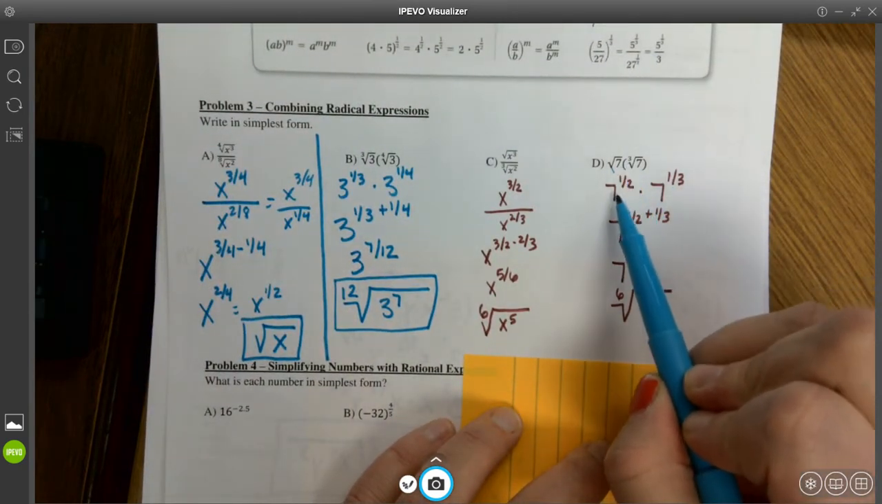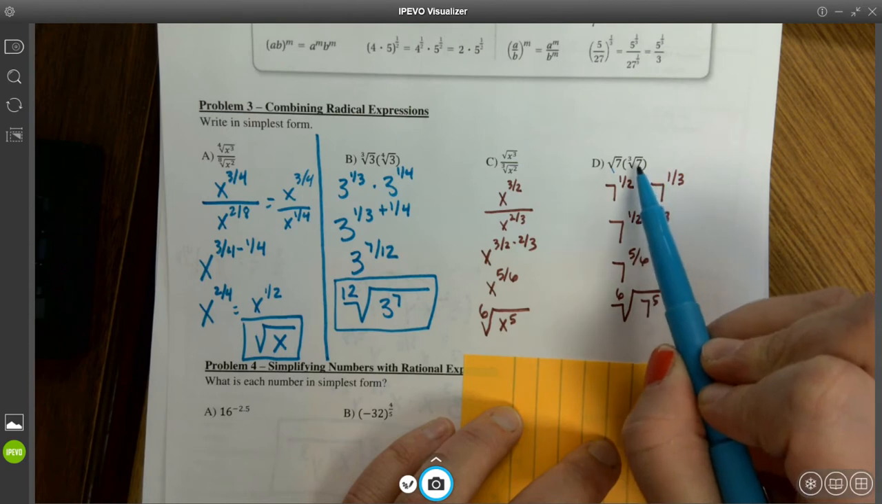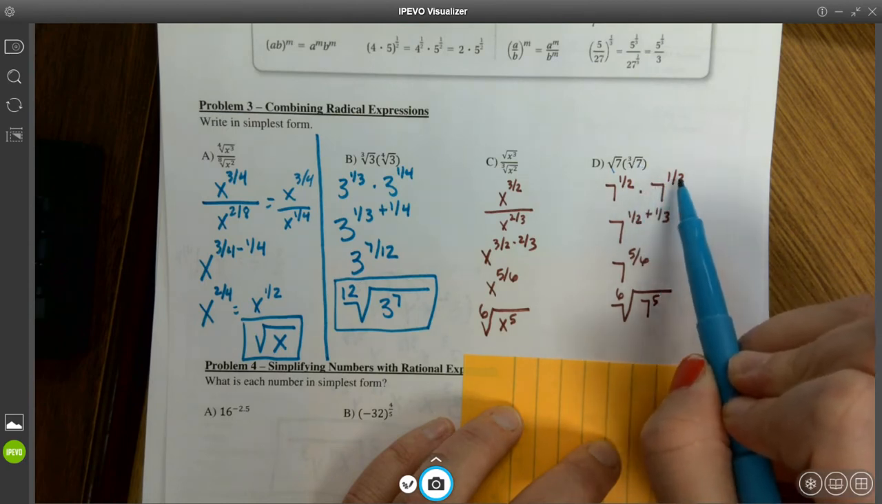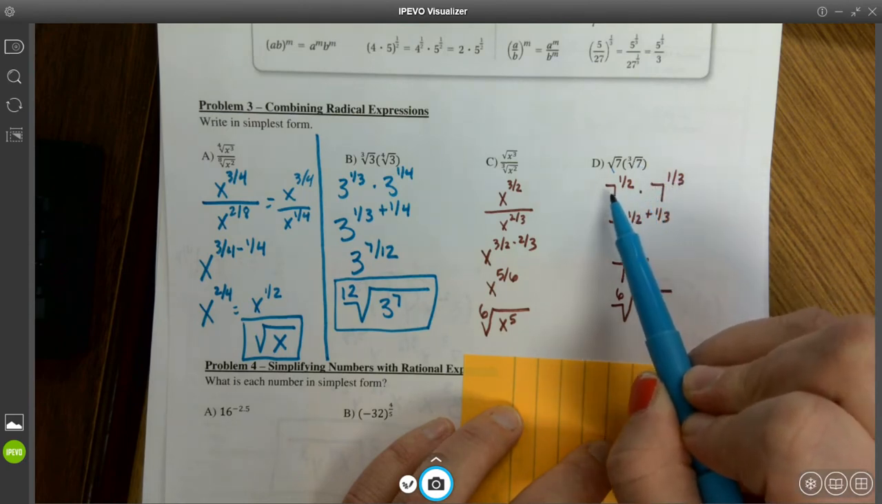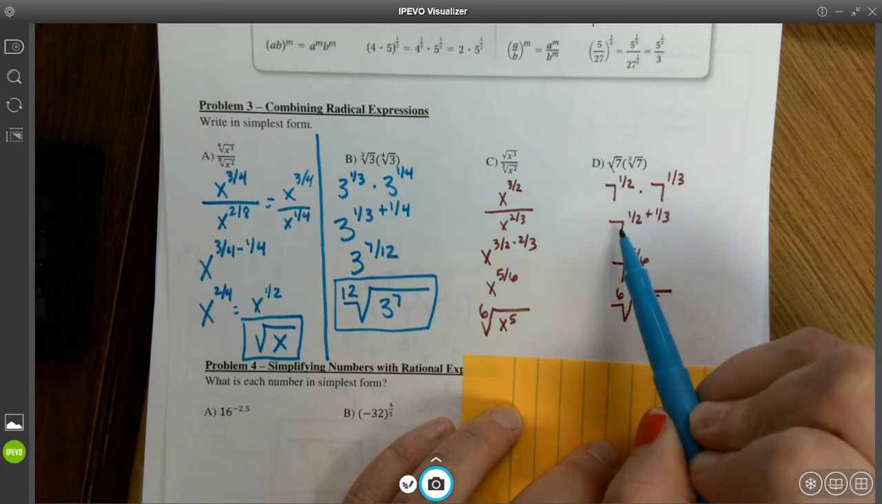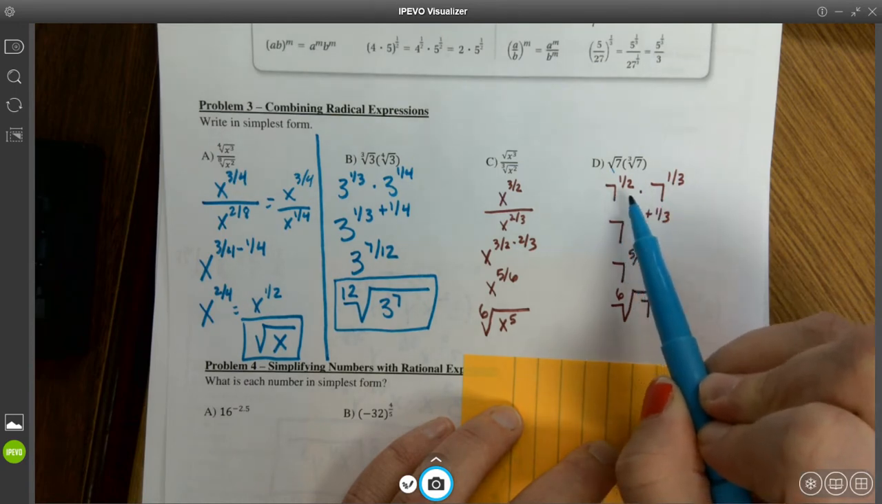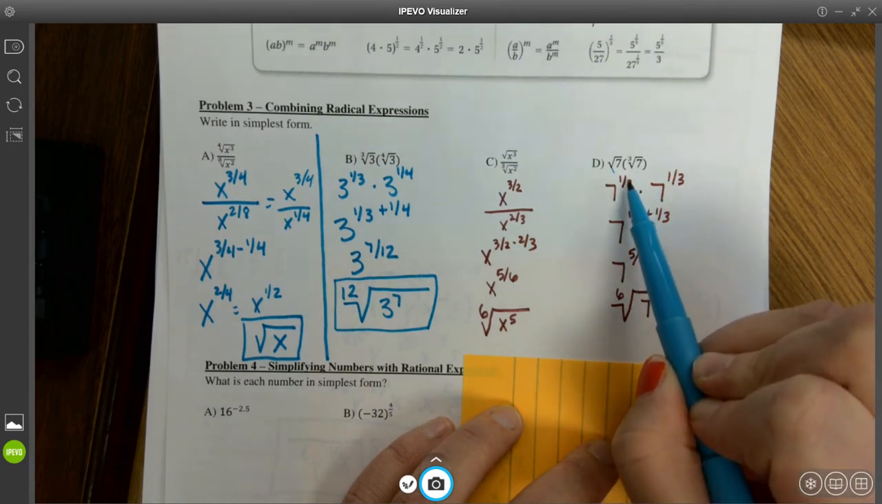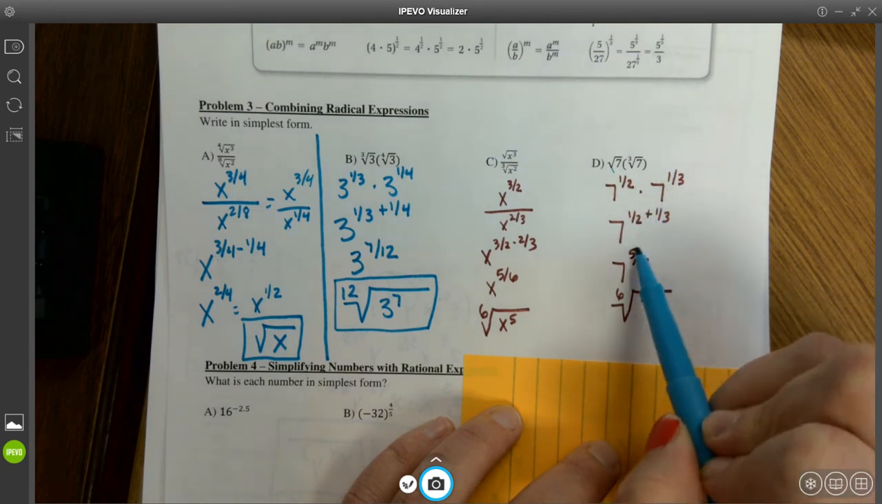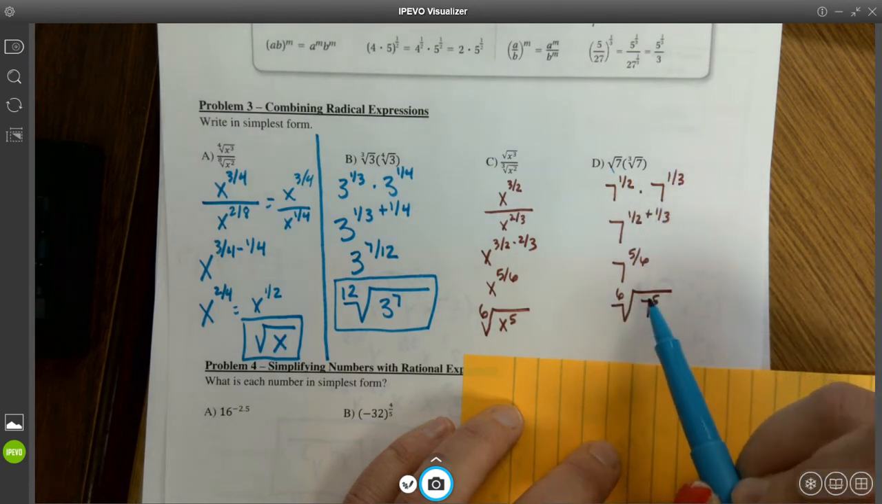Square root 7 is the same thing as 7 to the 1/2. Cube root 7 is 7 to the 1/3. I'm multiplying with the same base. The base does not change. It's adding the exponents. 5/6. 6 outside, 7 to the 5th.